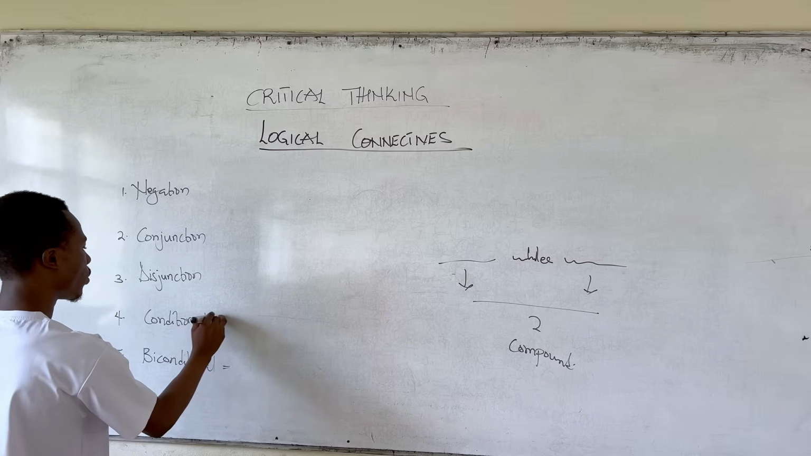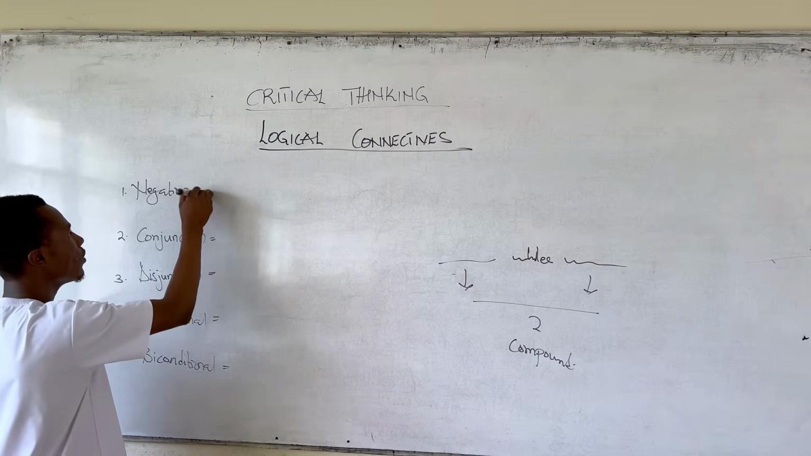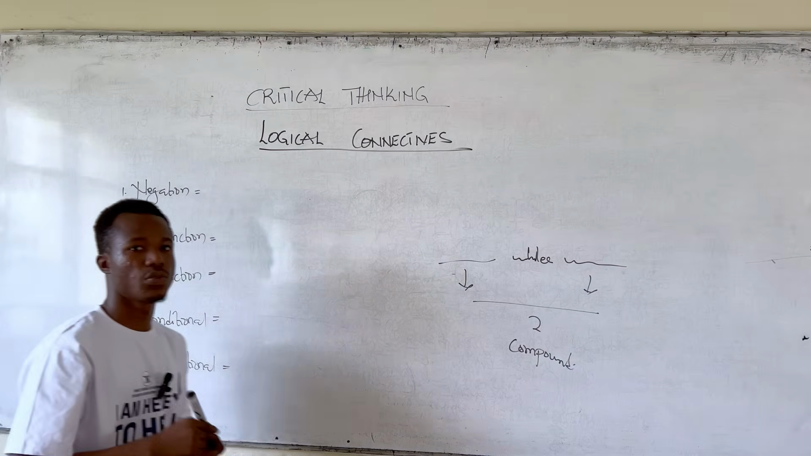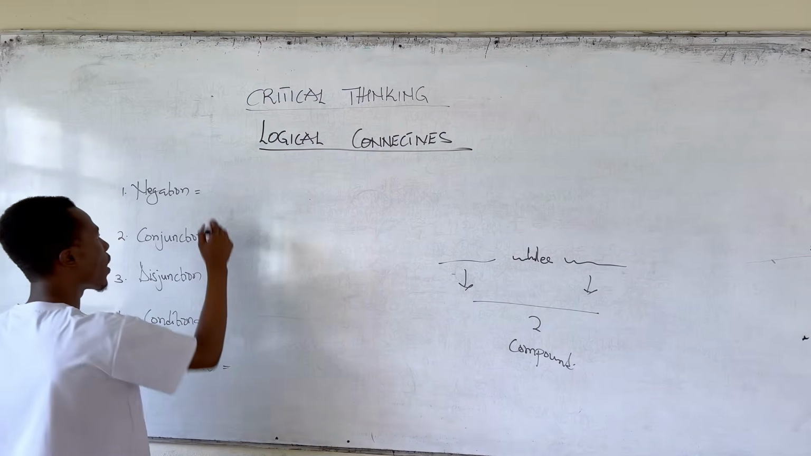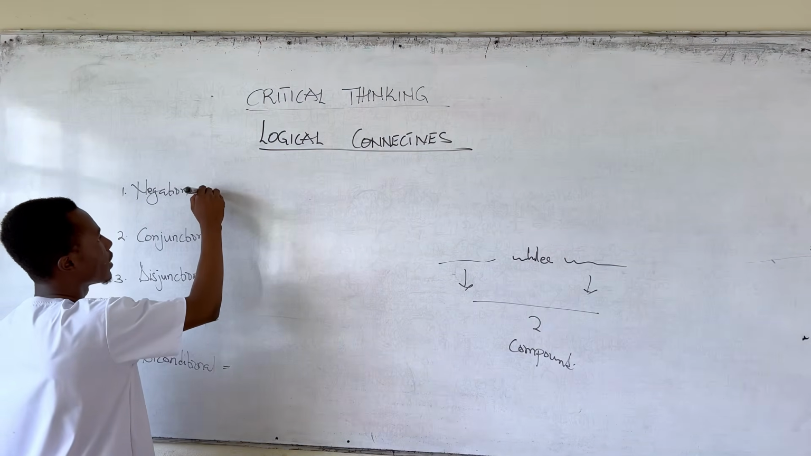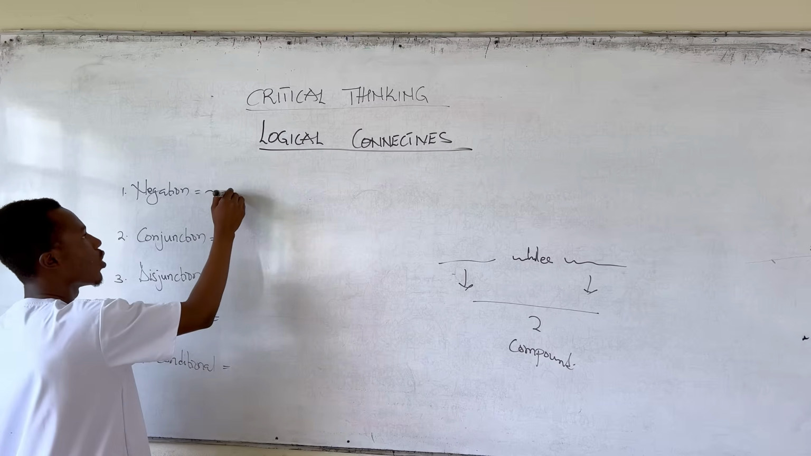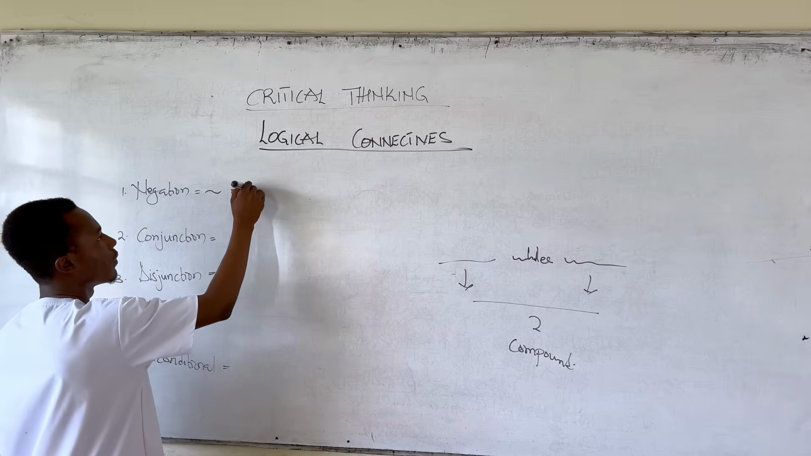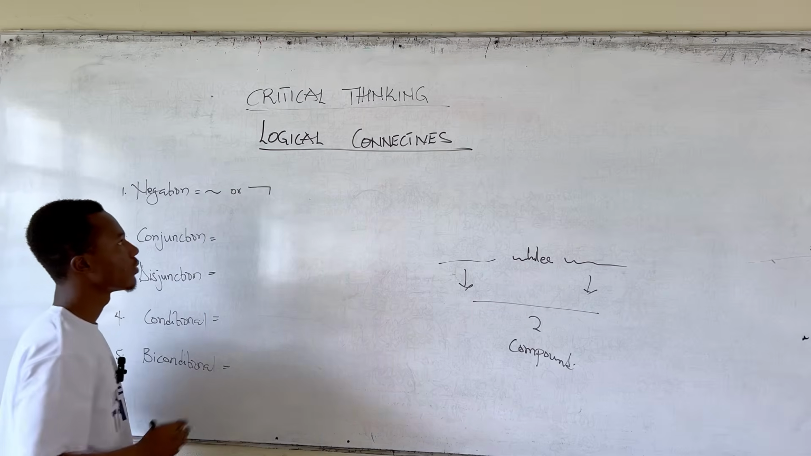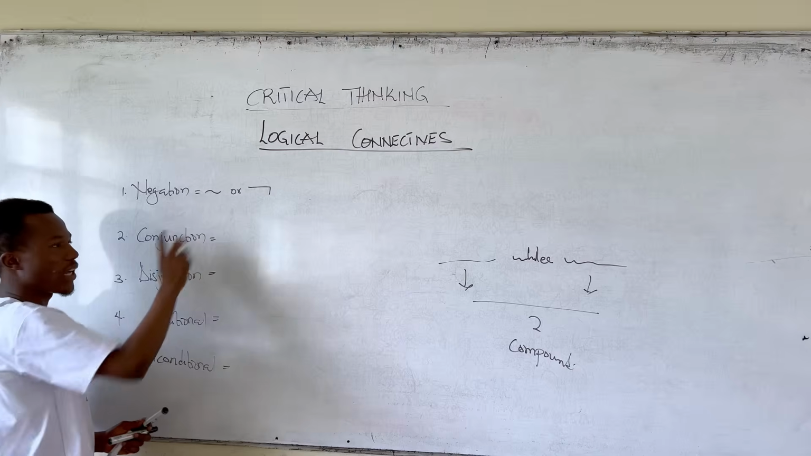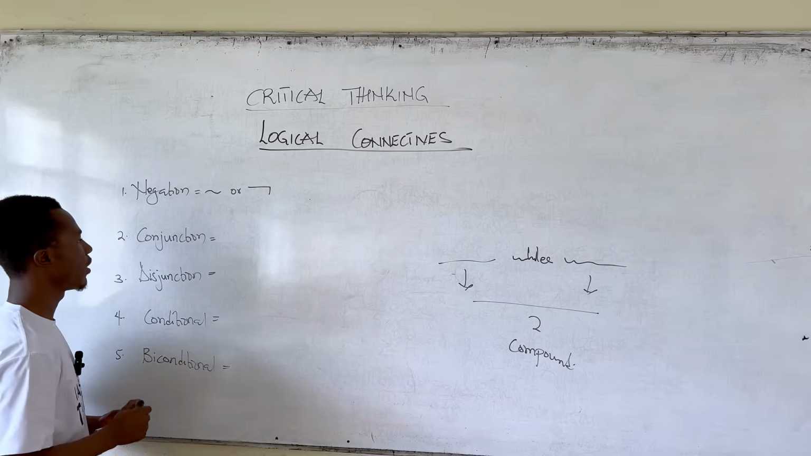Right? So let's look at them. This negation, it has what? Two symbols. So one is tilde, right? Or this. So the negation has what? Two symbols. Note them very well.